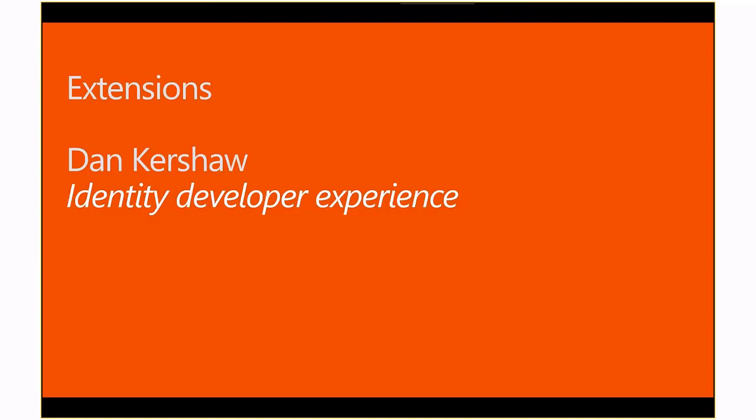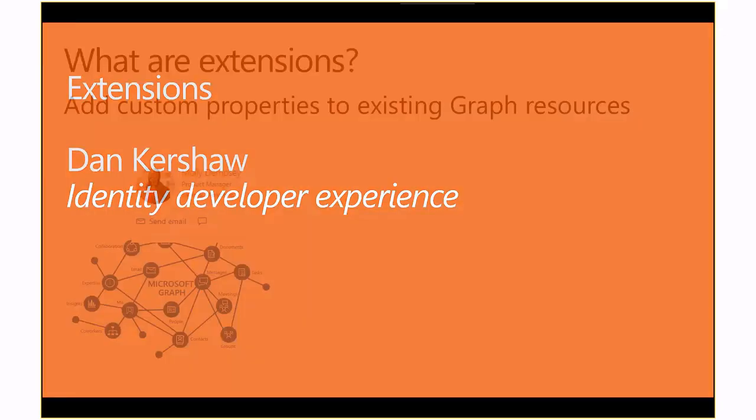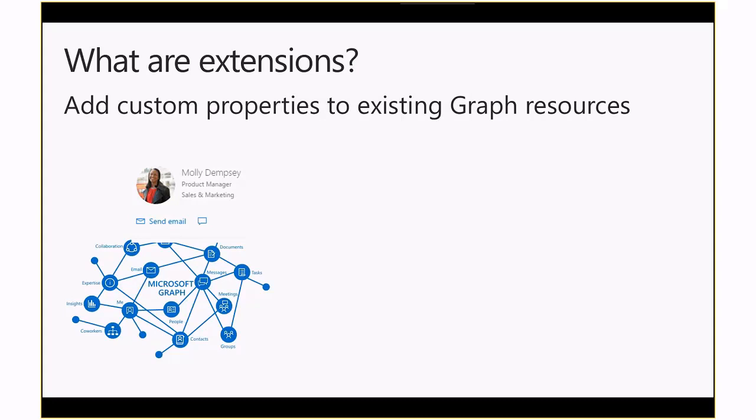Quickly, I'm going to go through some work that we're doing on extensions. Just briefly, for folks who don't know what extensions are, this enables developers to add custom properties and custom data to existing graph resources. Say you have a user profile, you want to add some user specific profile data, and you want to keep your app lightweight. You can store that additional data on a user resource within Microsoft Graph, and so you don't have to store that data in your app.